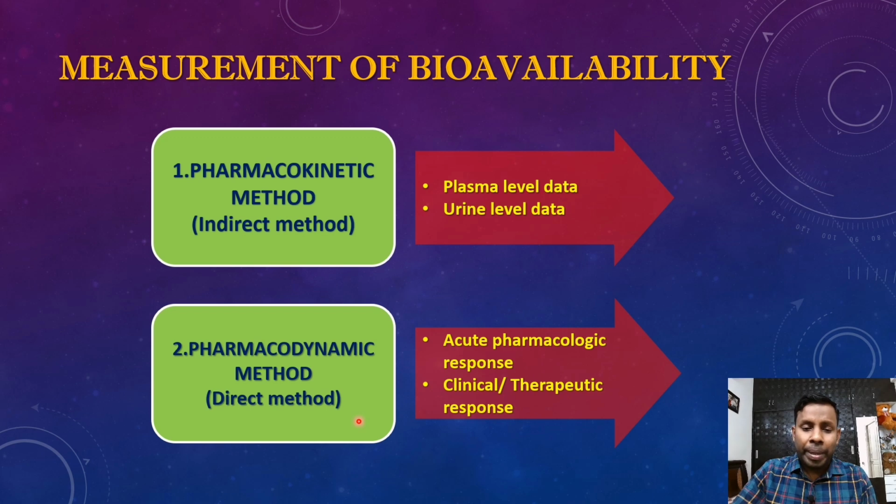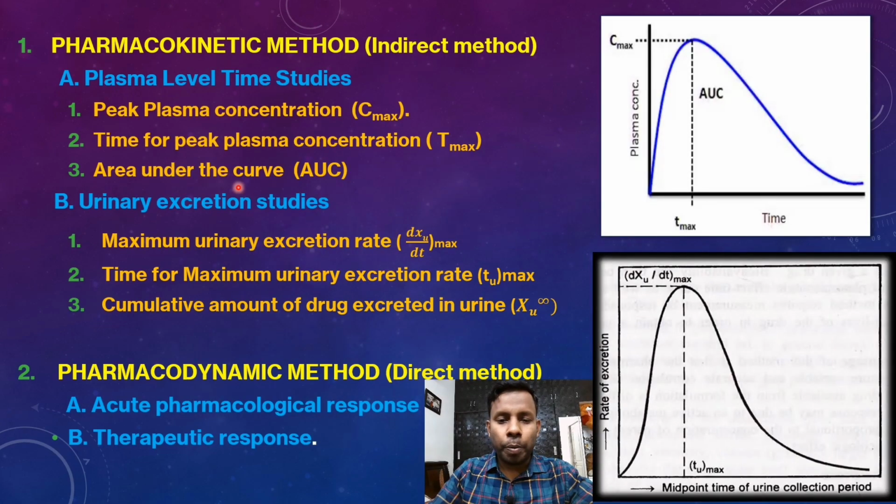So there are two methods. Number one, pharmacokinetic method. Number two, pharmacodynamic method. These are the list of methods. In pharmacokinetic method, again two subpoints are there: plasma level time studies and urinary excretion studies. In plasma level time studies, again three components are there. Those are important in the measurement of bioavailability. Those are Cmax, Tmax and AUC.